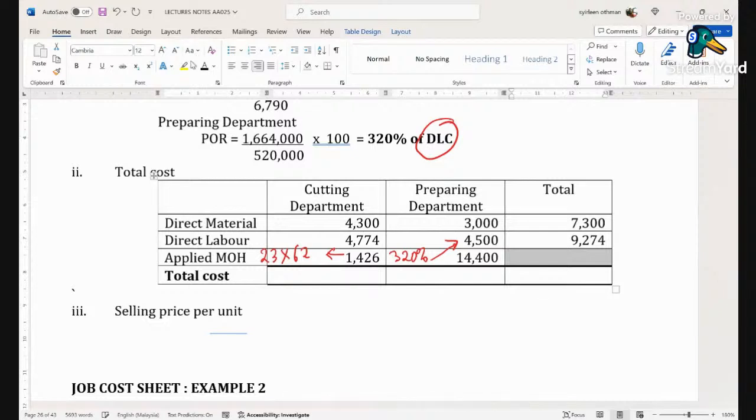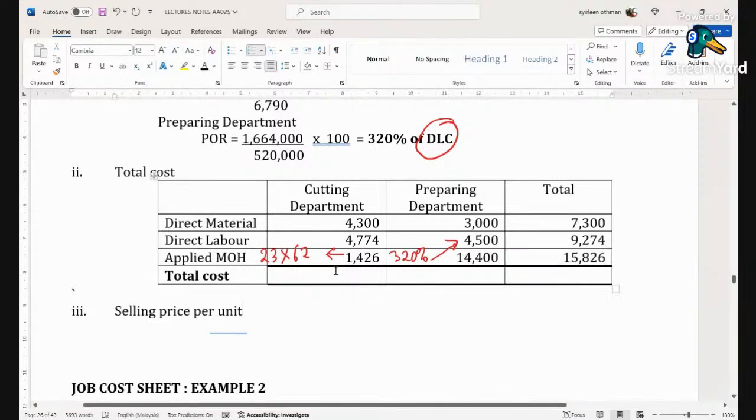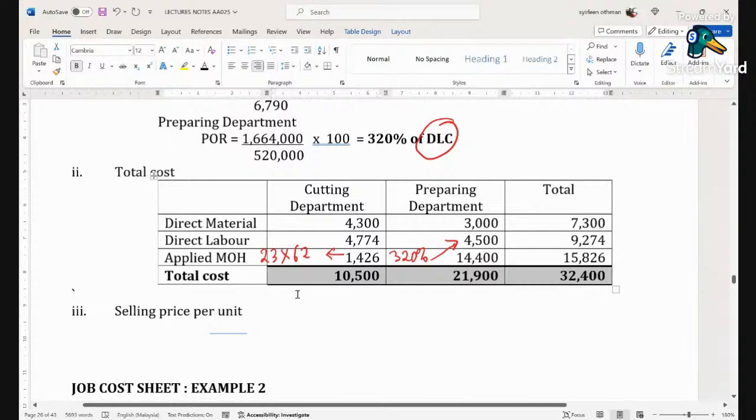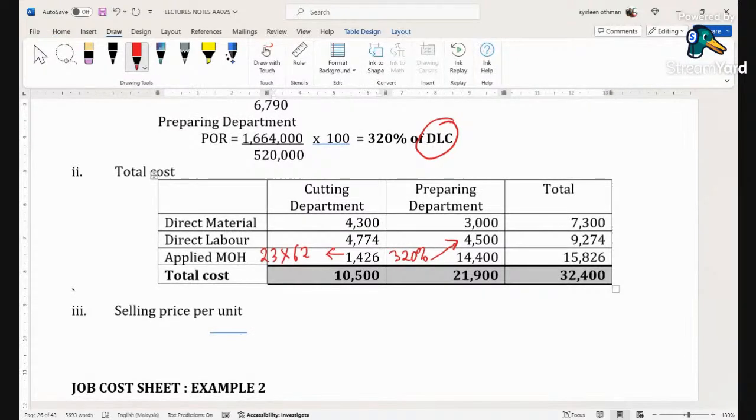Okay, so kita akan dapat total 15,826. Okay, so saya cakap tadi total ialah dalam bentuk L. Okay, so totalkan sebelah kanan. Alright, like this part. Okay, jumlahkan sebelah sini. Okay, and then jumlahkan di bahagian bawah. Jumlahkan di bahagian tepi and then jumlahkan juga di bahagian bawah.